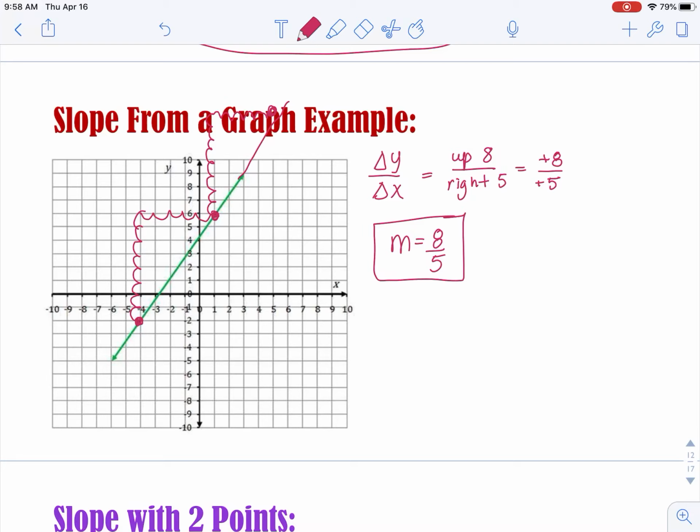I could go down the opposite slope. To find the opposite slope, which is in the opposite direction, we just take the opposite sign. If 8 is positive, now I do negative 8. If 5 is positive, I do negative 5. So that means down 8 to the left 5. 1, 2, 3, 4, 5, 6, 7, 8. 1, 2, 3, 4, 5. And that would still land on the line.